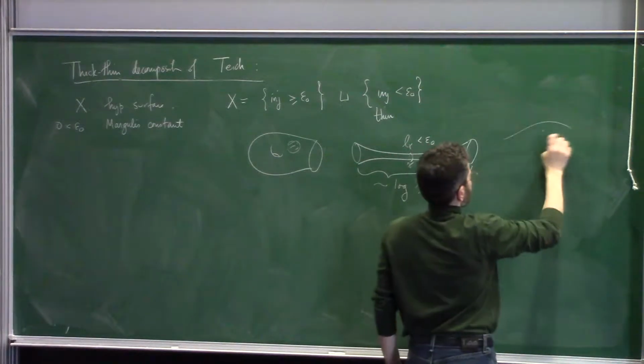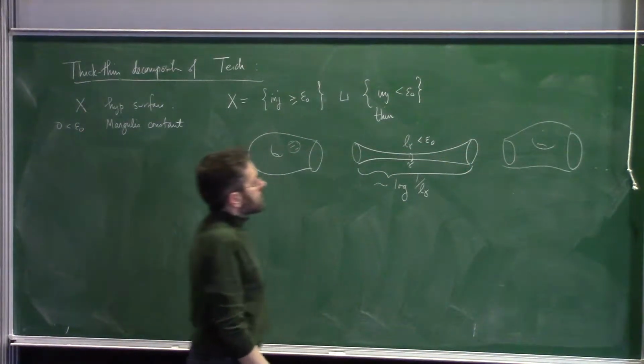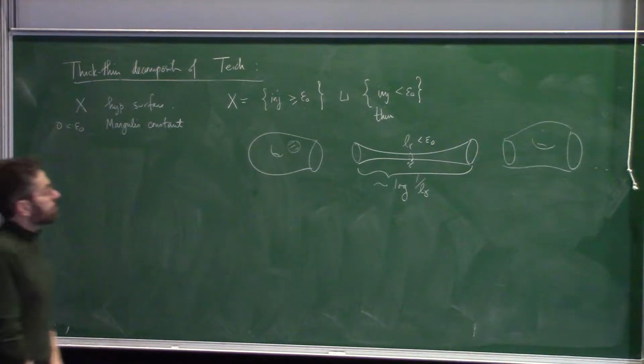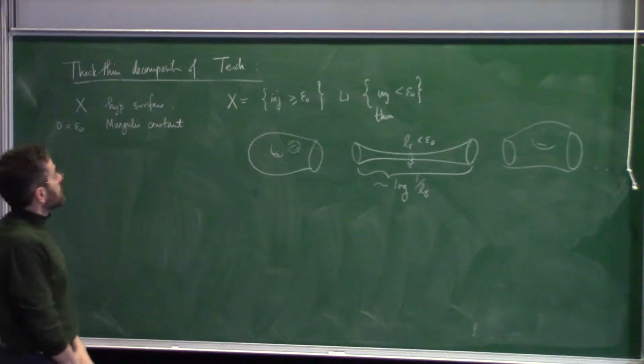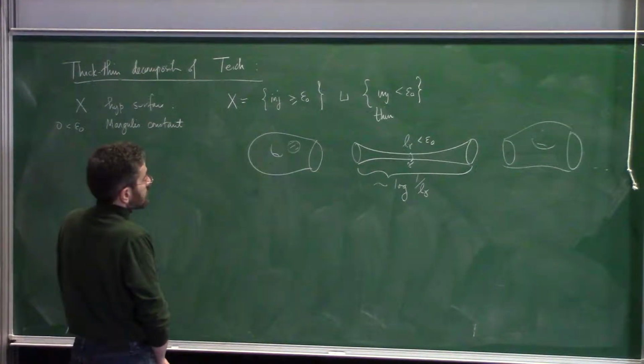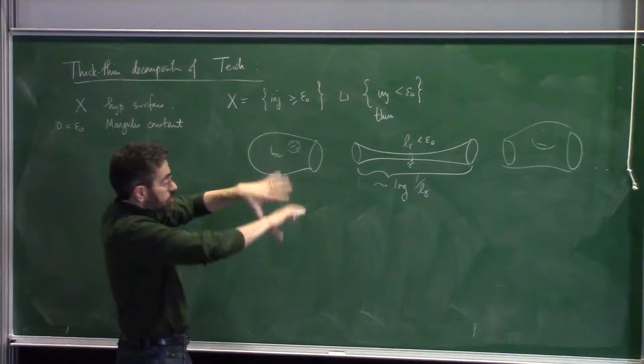And so on, and then there's other pieces. Okay, so there's some kind of decomposition of the surface into a bounded number of thin pieces and a bounded number of thick pieces, like that. And it could be that there's no thin part, right? It's possible that it's all thick, and then it would just be the whole surface.